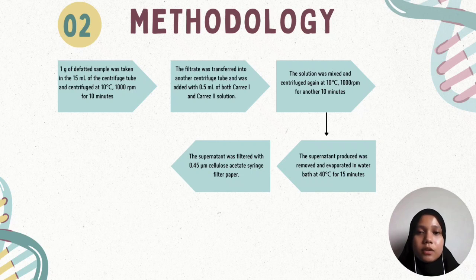And then the filtrate was transferred into another centrifuge tube and was added with 0.5 ml of both CARES-1 and CARES-2 solution. For the third step, the solution was mixed and centrifuged again at 10 degrees Celsius, 1000 rpm for another 10 minutes. After that, it will create a supernatant, and later on, the supernatant that was produced was removed and evaporated in a water bath at 40 degrees Celsius for 15 minutes.